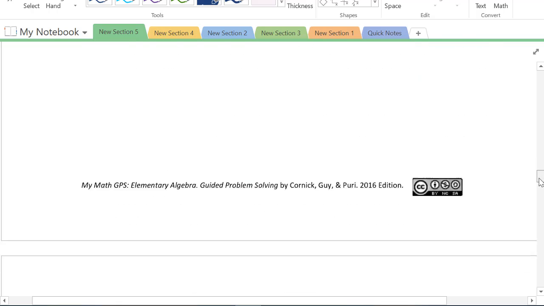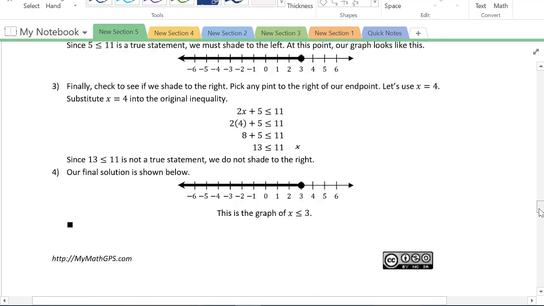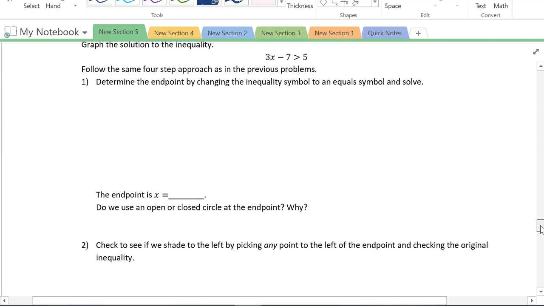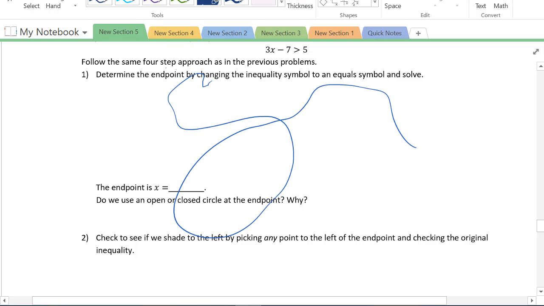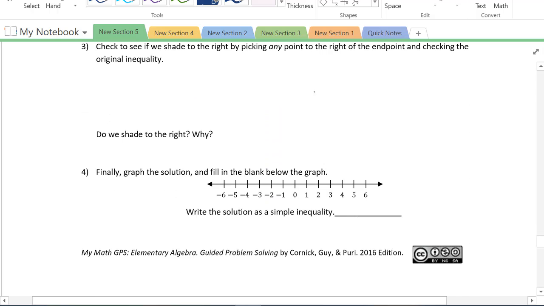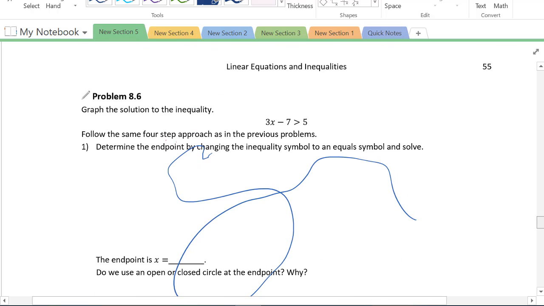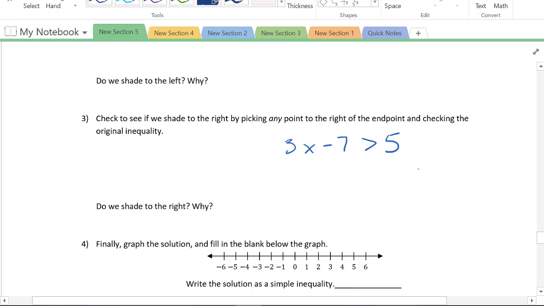Let's look at another one. Here we're going to learn how to solve some inequalities. Let's just skip all of this, the words. Let's just take the inequality 3x minus 7 greater than 5. So we have 3x minus 7 is greater than 5.